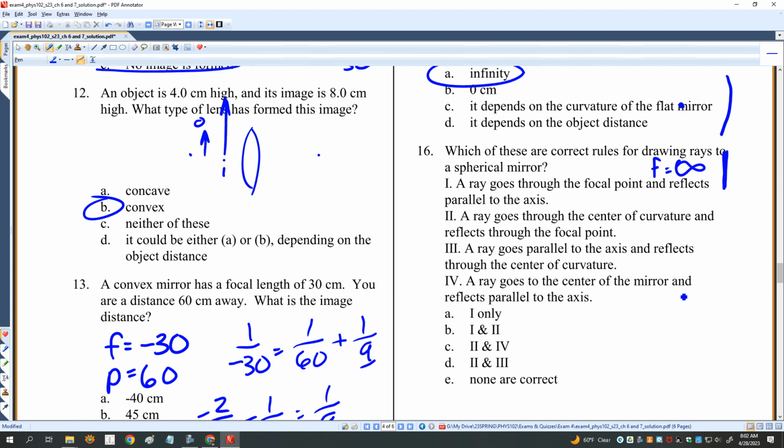Which of these are correct rules for drawing rays? That's correct. Not correct. It should reflect back on itself. That's not right. It should be the focal point. That's not right. It should be the focal point right here. So it looks like that's the answer.